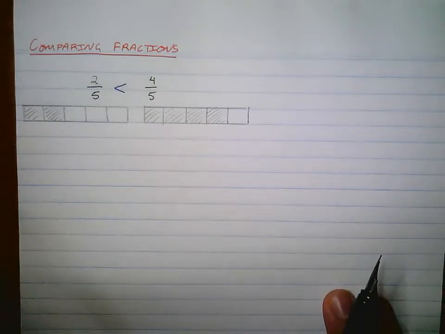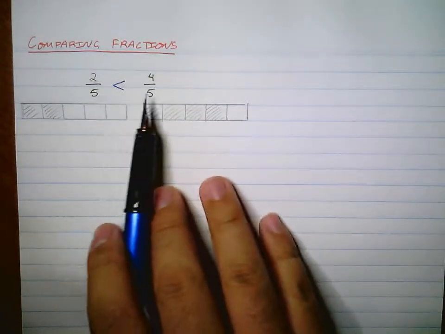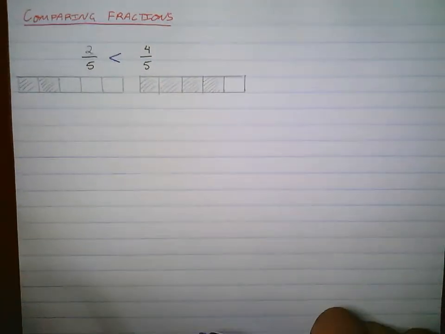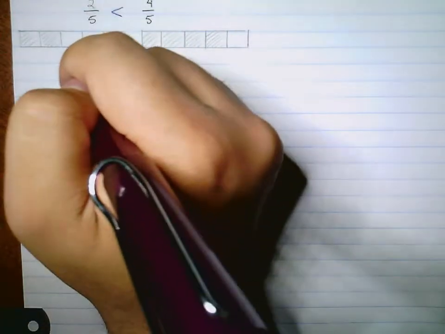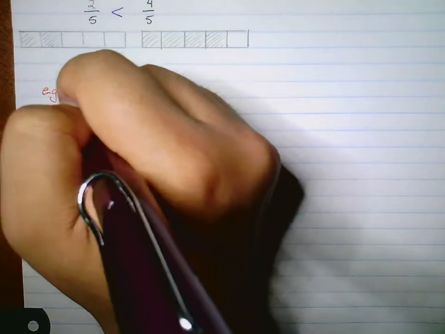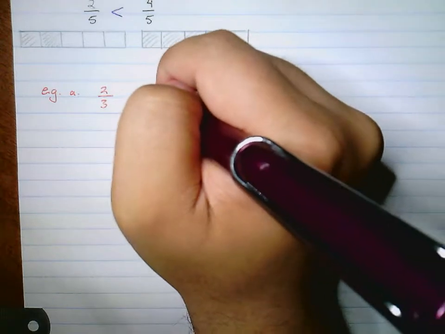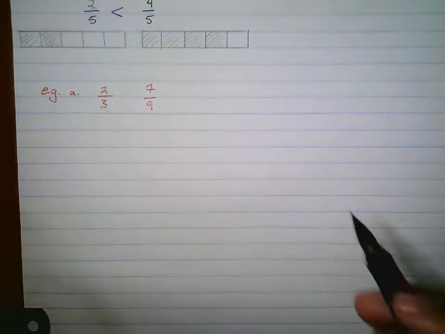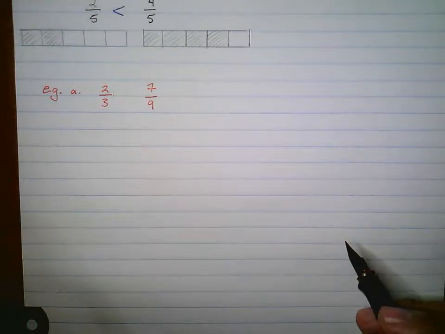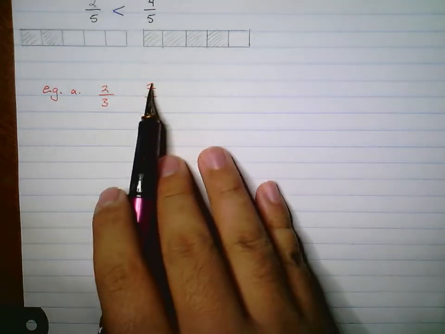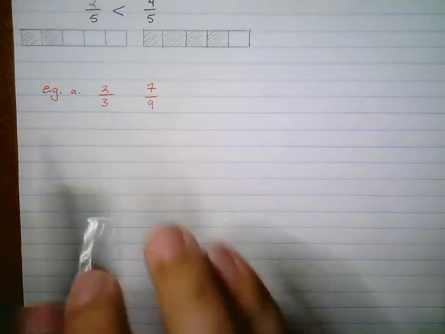But that's the easy one. When we have two fractions of the same denominator, it's very simple to see which one is larger and which one's smaller. But now, what happens if we have, take for example, example A, if we have 2/3 and 7/9, which one is bigger? A lot of people are initially tempted to just quickly circle 7/9 because these two numbers are bigger than 2/3.